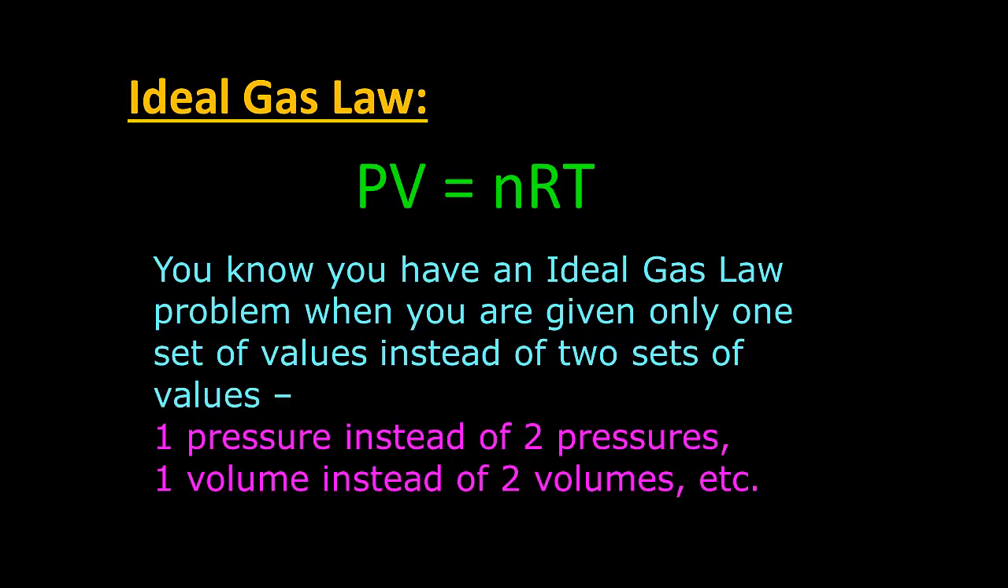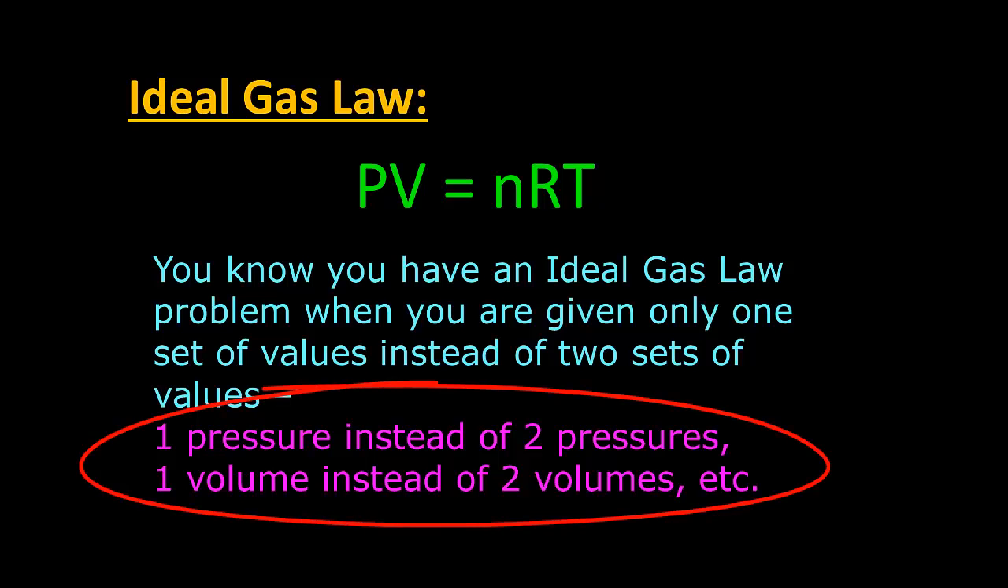Now, we've been talking about other gas laws: Boyle's law, Charles' law, Avogadro's law, and Gay-Lussac's law. With those, you've always had more than one pressure, or more than one volume, or more than one temperature, or more than one number of moles. With the ideal gas law, you know you have that kind of problem when you are only given one set of values instead of two sets. So you're only given one pressure, or one volume, or one temperature, or one amount of something.